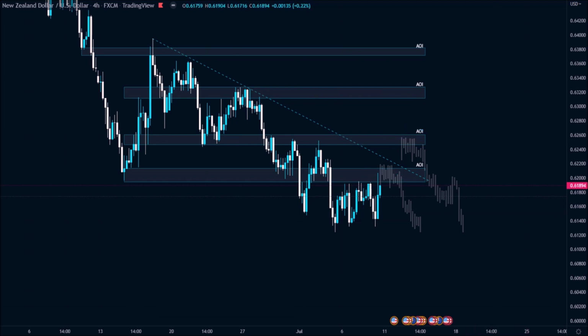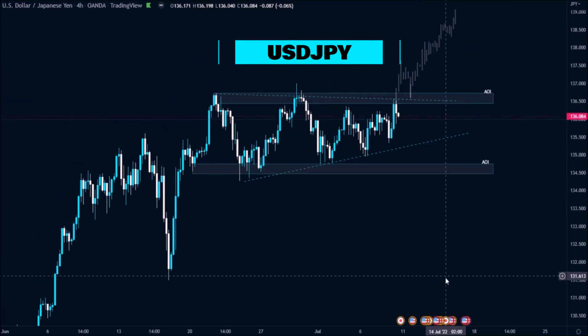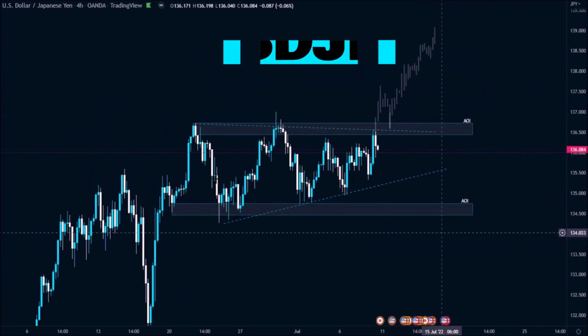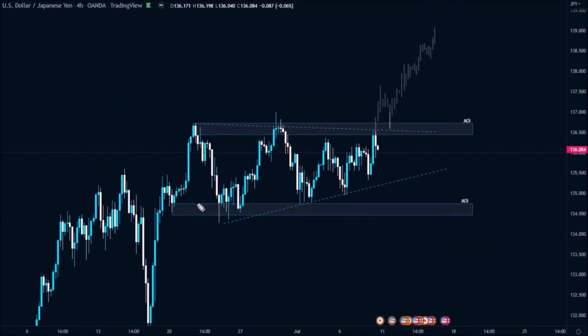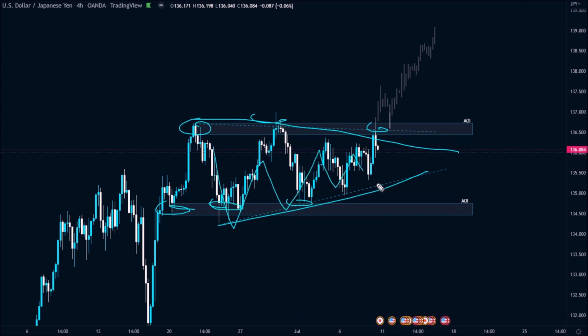Dollar yen back in the watch list, hasn't been for a while, and price has just been squeezed between two levels. So we have support here, we have resistance here, and price being squeezed in this triangle consolidation.